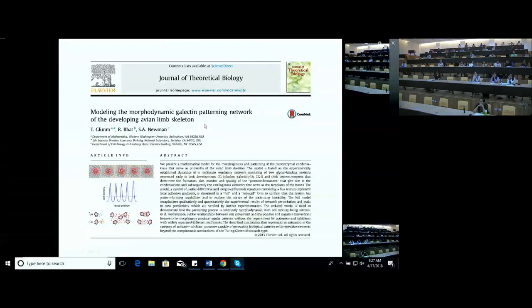So what does morphodynamic mean? In a standard Turing mechanism, you get a chemical pattern, and then the cells undergo a behavior, a differentiation, for example, based on the chemical pattern that forms. And you don't need the cells to move in order to get the pattern to form. But the cells might move in response to that pattern. So you have a pattern forming, and then the cell executes some activity. We call that morphostatic because there's no movement that's intrinsic to the patterning mechanism.